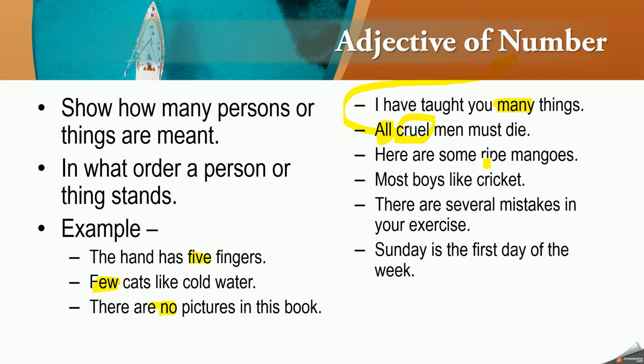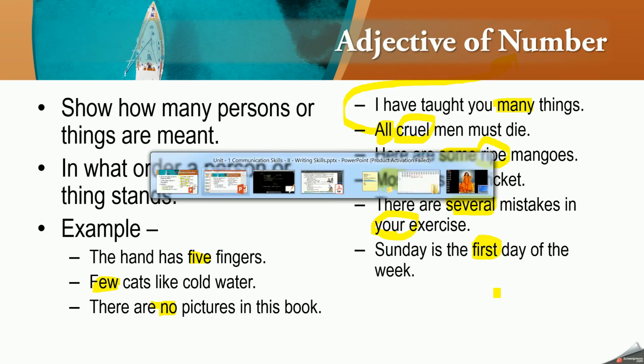Here are some ripe mangoes. So some becomes the adjective of number, whereas ripe becomes what? Adjective of quality. Most boys like cricket. Most boys. There are several mistakes in your exercise. Several. And your exercise could become possessive adjective. Sunday is the first day of the week. So first day. Now here it's a different kind of statement where we are pointing out which day. Okay, the order or sequence. So this also becomes adjective of number.